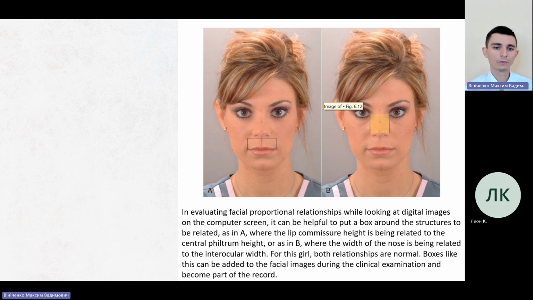In evaluating facial proportional relationships while looking at digital images on the computer screen, it can be helpful to put a box around the structures to be related. As in A photo, where the lip commissure height is being related to the central philtrum height, or as in B picture, where the width of the nose is being related to the interocular width. For this girl, both relationships are normal. Boxes like this can be added to the facial image during the clinical examination and become part of the record.